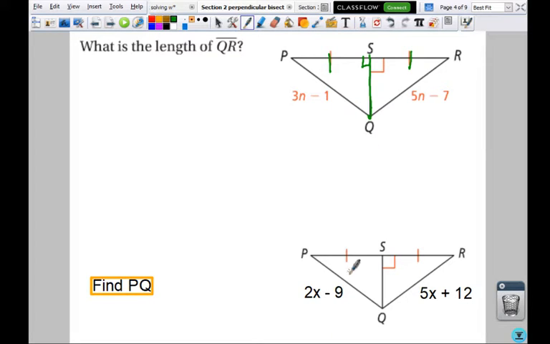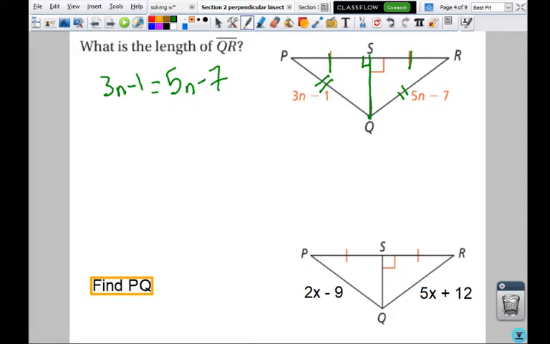Because I have my perpendicular bisector, I know that this hypotenuse of my triangles can go into this hypotenuse, and I can set them equal to each other to find QR. So I know that this left side, 3n minus 1, is going to equal the right side, 5n minus 7, and it's just a big algebra problem. So Kylie, what should I do first?